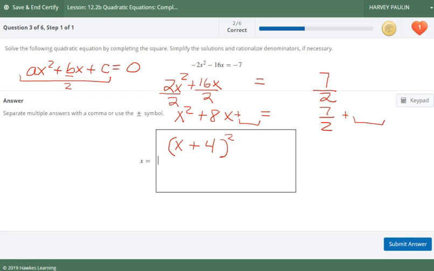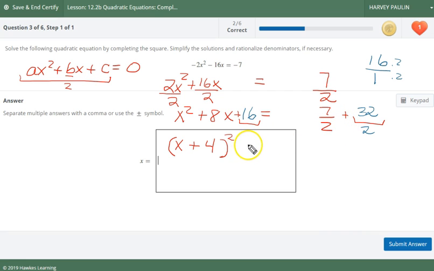Now to get our new c term, and I'll change colors for this, we're going to square the 4 and get 16. Now to keep this equation that we have set up here balanced, we added 16 here. We have to now add 16 over here. Now I want to add 16 such that it has a denominator of 2. Remember, right now it's 16 over 1. So if I multiply each by a 2, 2 over 2 is 1, this gives me 32/2.